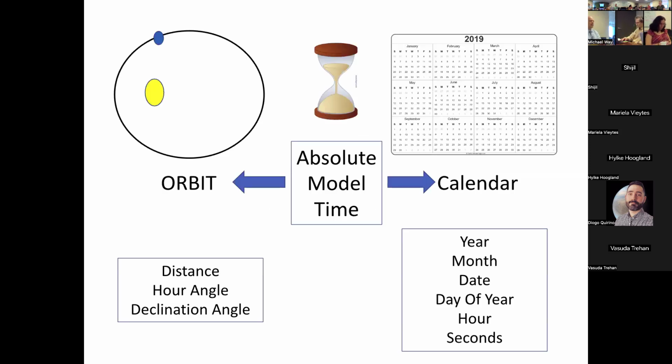So basically, the idea here is that we have some kind of absolute time in the model that's given in integers, and we have to find a way to basically connect the orbit, which is given in, as it says here, distance, hour angle, and declination angle, and a calendar given in month, days, etc., that correspond to the diagnostics that we output in the model because of our Earth legacy.